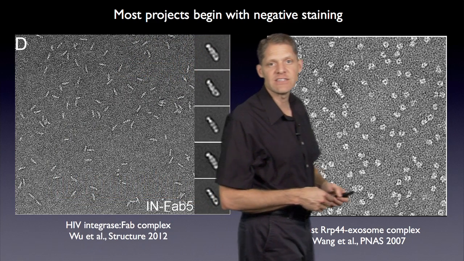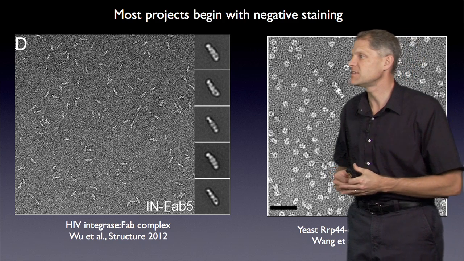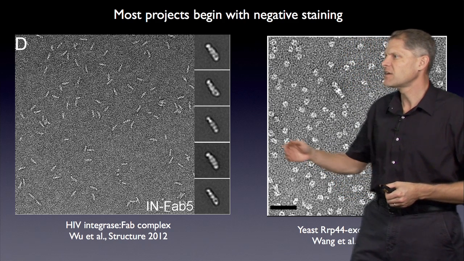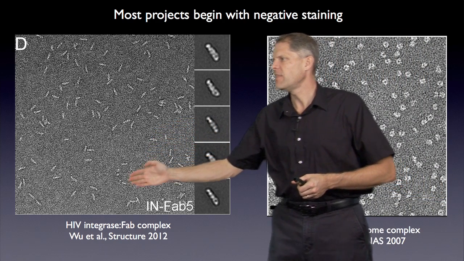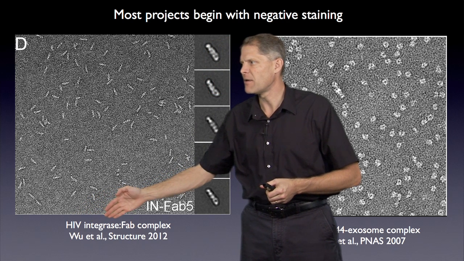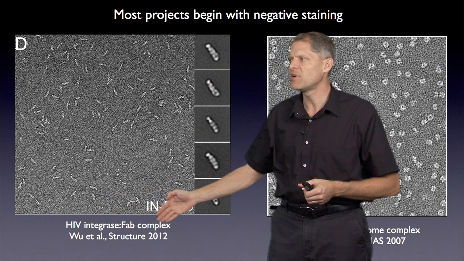Now, just as a second example to show you how effective negatively stained grids can be, here's another picture. This is of the HIV integrase enzyme bound on either side with a Fab complex.